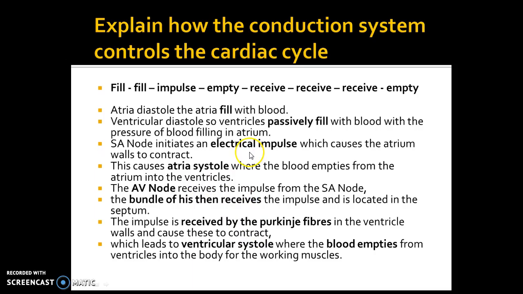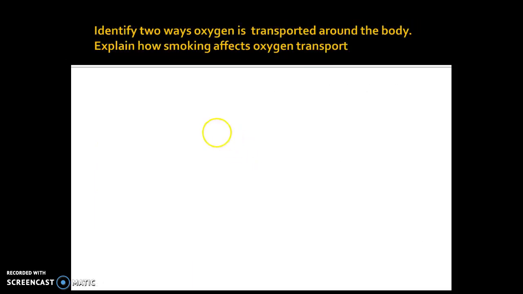I'm going to move on now because I've only got a minute or so left on this screencast. Going on from there then, 2 ways oxygen is transported around the body, pretty easy. Explain how smoking affects oxygen transport. That'll be another 3 marks. I'm not so bothered about how oxygen is transported, very easy. What I am interested in is that you understand the effect of smoking.